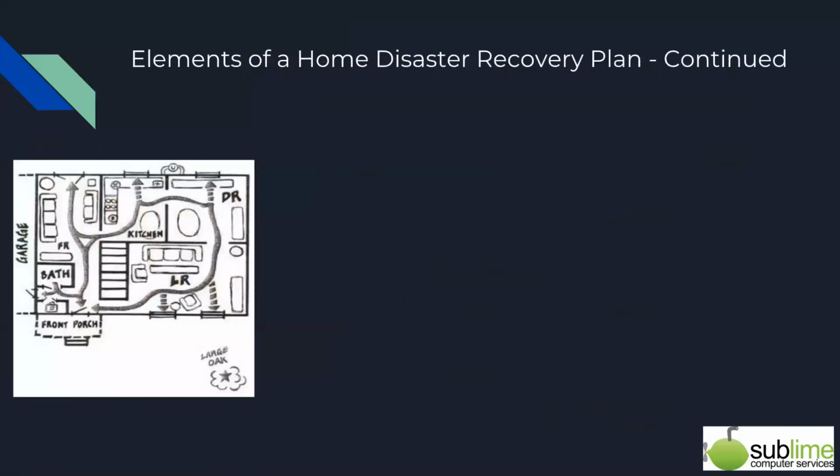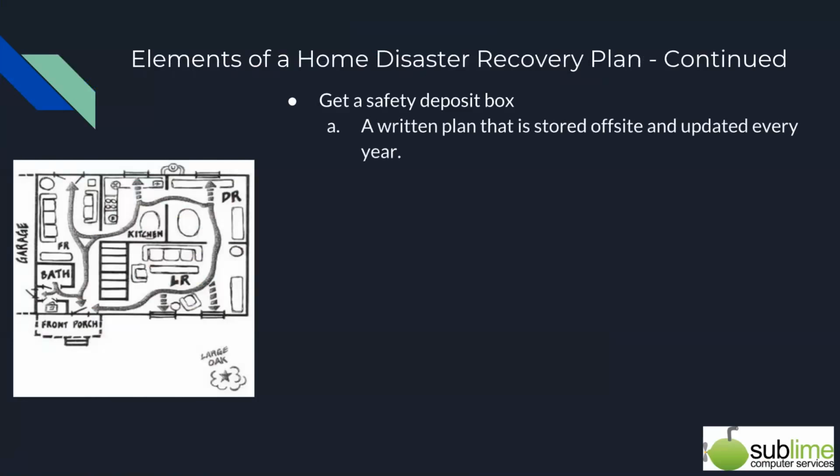Okay, so continuing on with the disaster recovery plan for your home, get a safety deposit box. There are a number of things that you can put in that safety deposit box, and they're not very expensive. If you have a safety deposit box in your bank, it may cost you $70 a year, and you can put a good bit of documents in there. You can put hard drives. You could store your written plan and all of your vendor information and all those things in the safety deposit box.